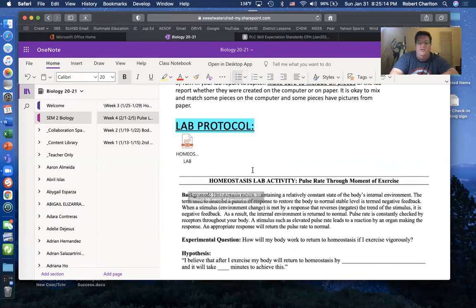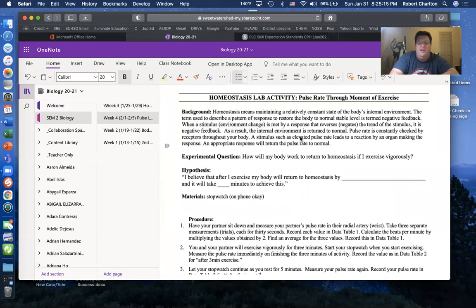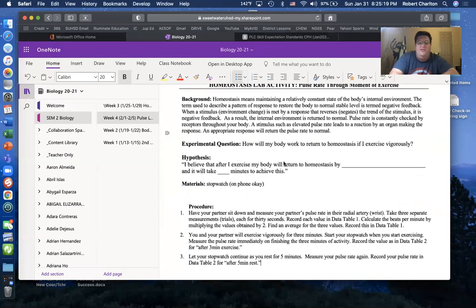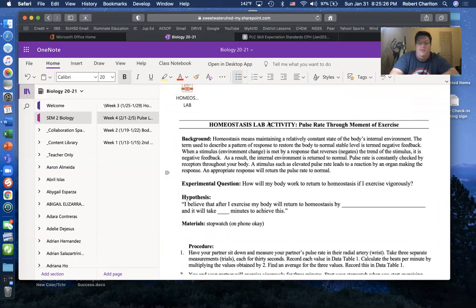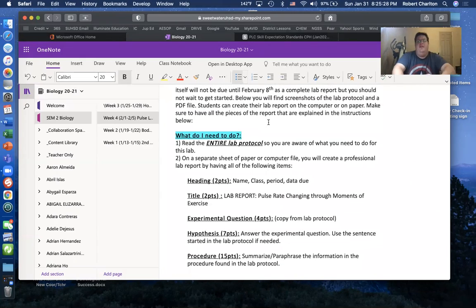What's in that file is what's in these pictures down below it here. This is the actual protocol. It has all the information that you need, but again, you're not just filling it in. We're producing a lab report. So again, you can make this either on a separate sheet of paper, which is what I'm going to do this week in class, or if you are tech savvy enough to create this stuff on a computer, that's fine. If you want to type up certain parts and do other parts on a piece of paper, that's fine too. I'm totally okay with that.